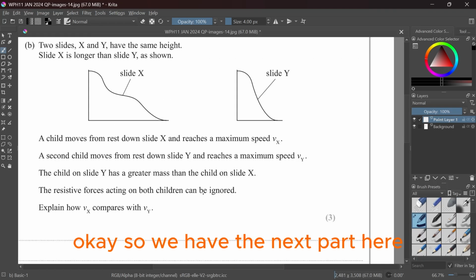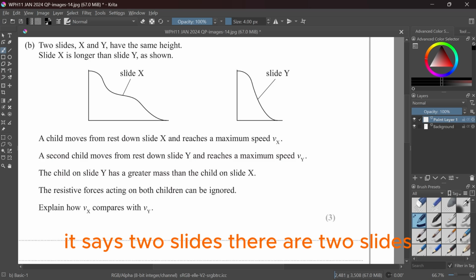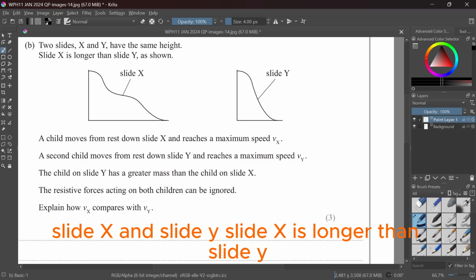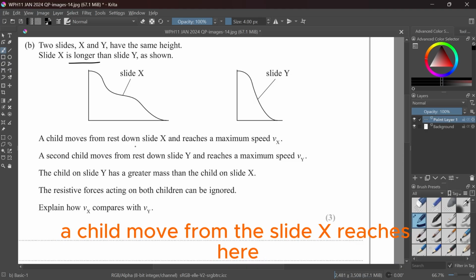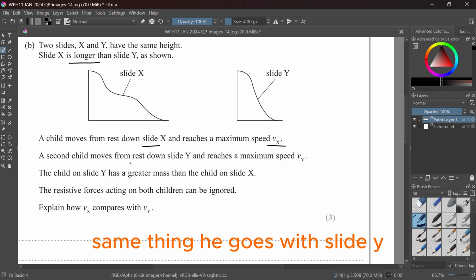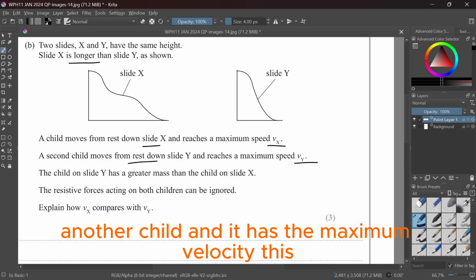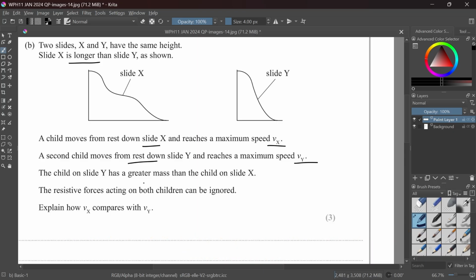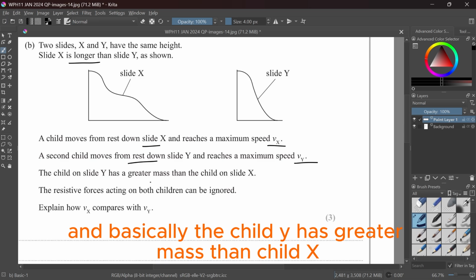Okay, so we have the next part here. It says two slides. There are two slides, slide X and slide Y. Slide X is longer than slide Y. The child moves from the slide X, reaches here at maximum velocity here. Same thing here goes with slide Y, another child, and it has the maximum velocity this, and basically the child Y has greater mass than child X.